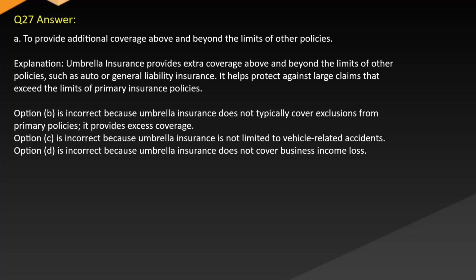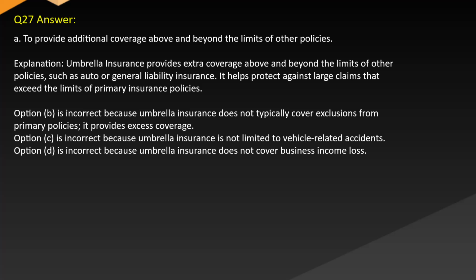Answer A. To provide additional coverage above and beyond the limits of other policies. Explanation: umbrella insurance provides extra coverage above and beyond the limits of other policies, such as auto or general liability insurance. It helps protect against large claims that exceed the limits of primary insurance policies.